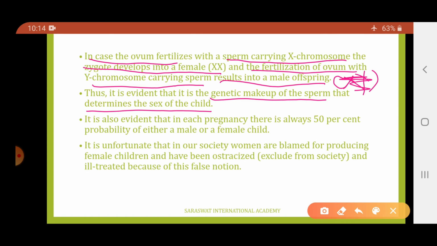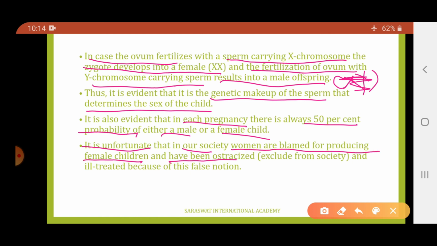So, it is also evident that in each pregnancy there is always a 50% chance or probability of either a male or a female child. But it is unfortunate in our society that women are always blamed for producing female children, and they have been ostracized, that is, excluded from society and ill treated because of this false notion.